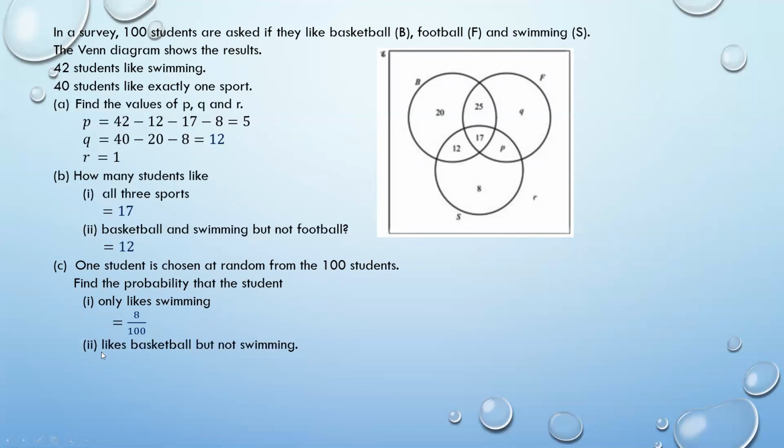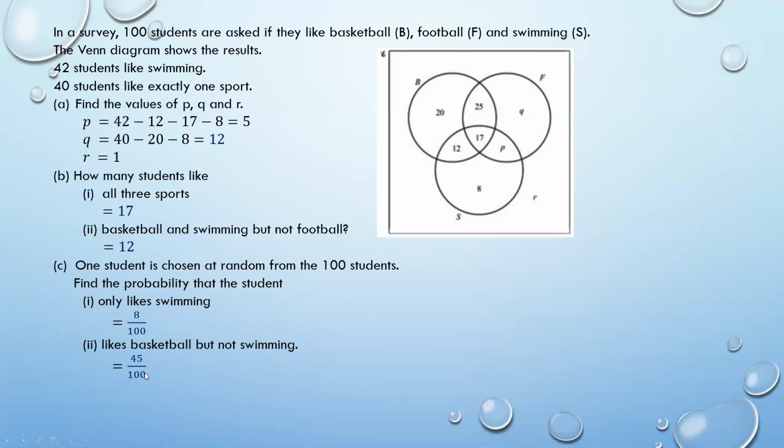The second one, like basketball but not swimming. Basketball means we look at the B but not swimming, so you don't want these 2. So you need to add these 2. So you have 45 here. 20 plus 25 is 45, then over 100.